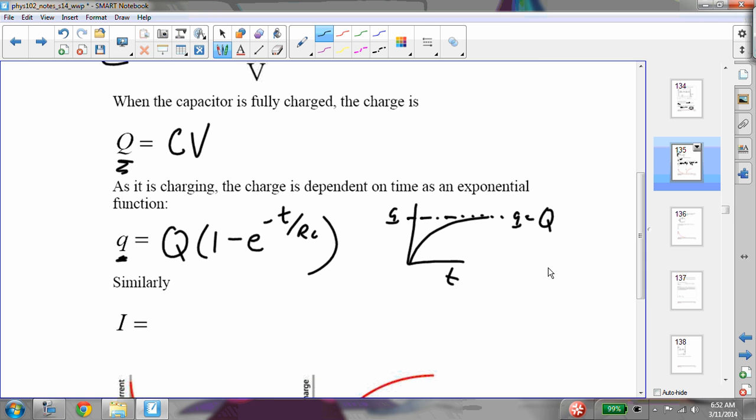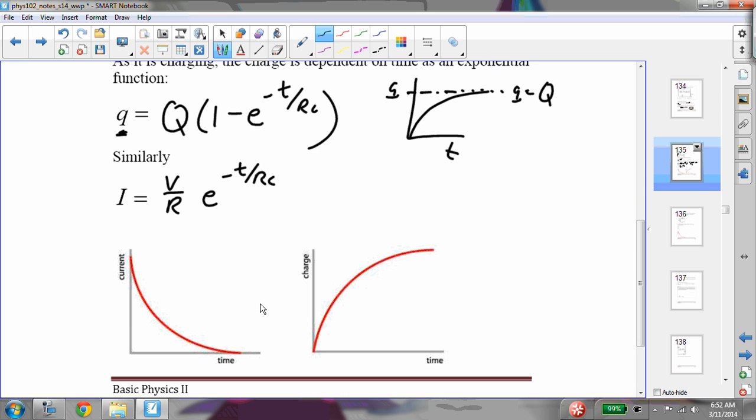Similarly, our current follows a similar pattern. The current is going to be V over R times e to the minus t over RC. And here's a plot of the current. Initially we have a big current, which is equal to V over R, and then as time goes along, that current goes down to 0. So when the capacitor is fully charged, there is 0 current.